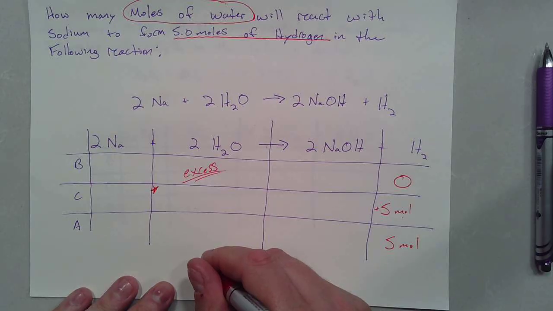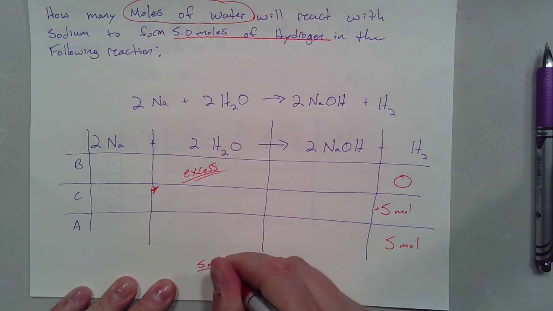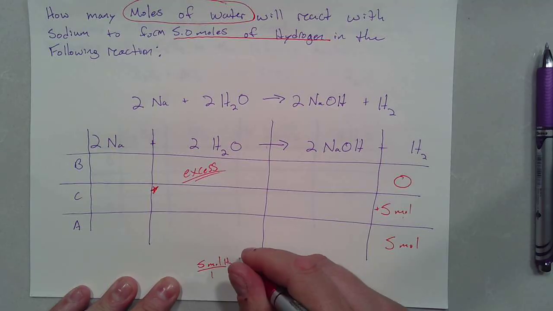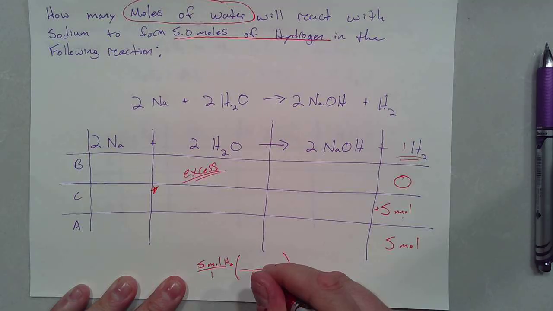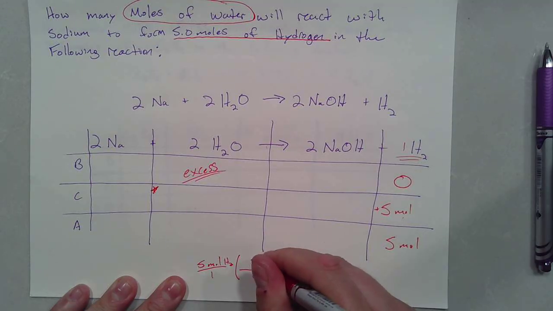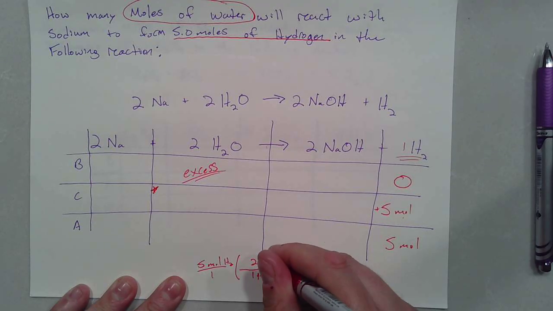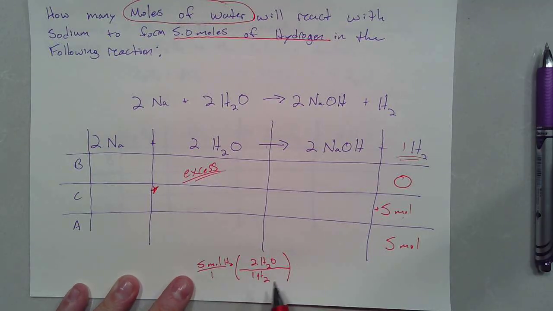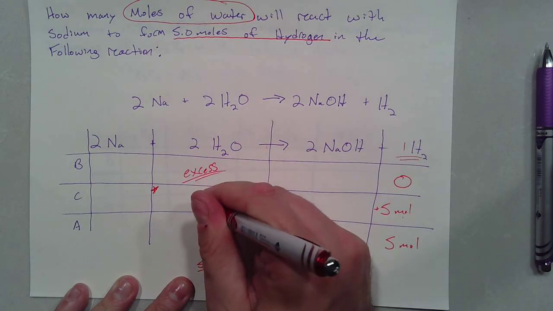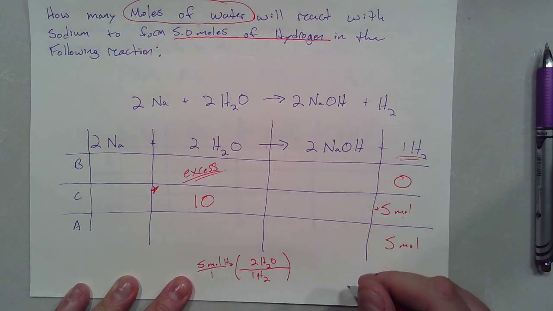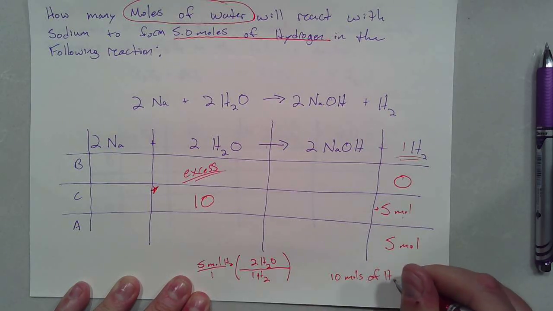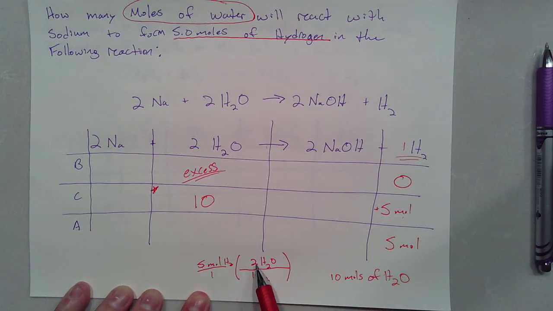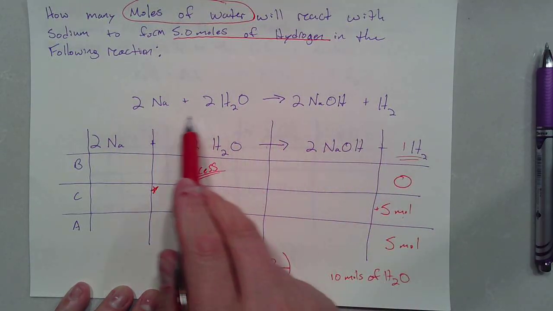So I have 5 moles of H2. For every 1 mole of H2, I react with 2, or I get 2 H2Os. So we have double, right? 5 times 2 divided by 1. So this would be 10. So that would be 10 moles of H2O.